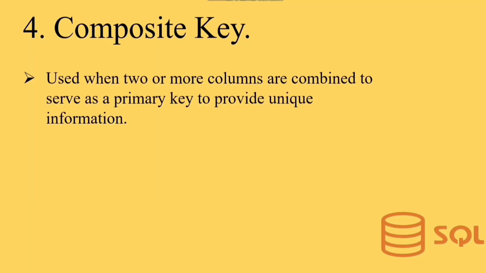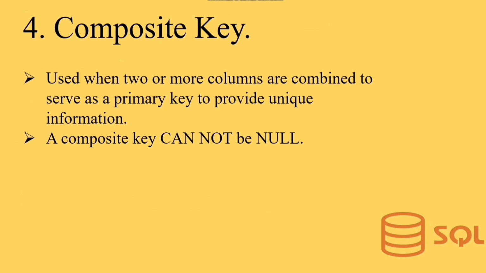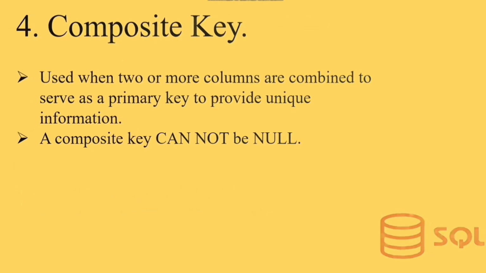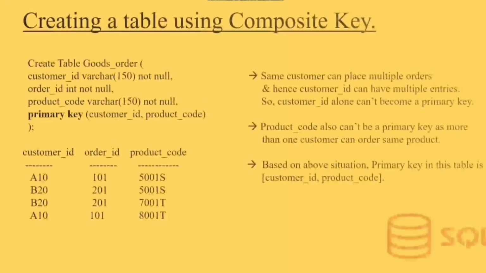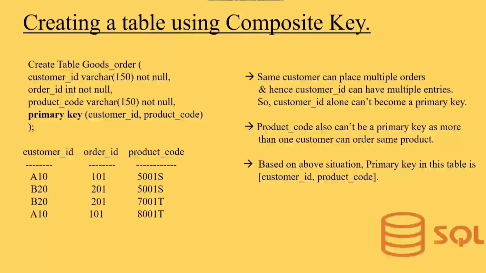Now let's go to composite key. It's used when two or more columns are combined to serve as a primary key to provide unique information, and a composite key cannot be null. Okay, so we need two or more columns to define a composite key. So let's take an example. Here you can see we are creating one table, goods order. You can see customer ID, order ID and product code.